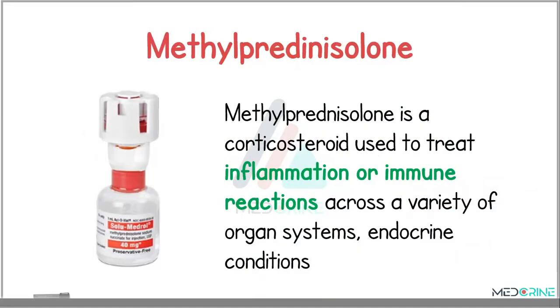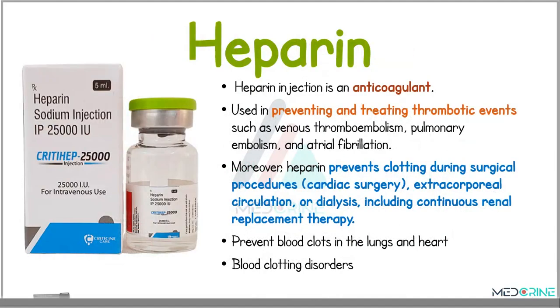We also have methylprednisolone. This is a corticosteroid we use for inflammation or immune reactions across a variety of organs and endocrine conditions. Then we have heparin. Heparin is an anticoagulant medication that is used to prevent and treat thrombotic events, for example, venous thromboembolism, pulmonary embolism, and moreover, heparin prevents clotting during surgical procedures, for example, cardiac surgeries.